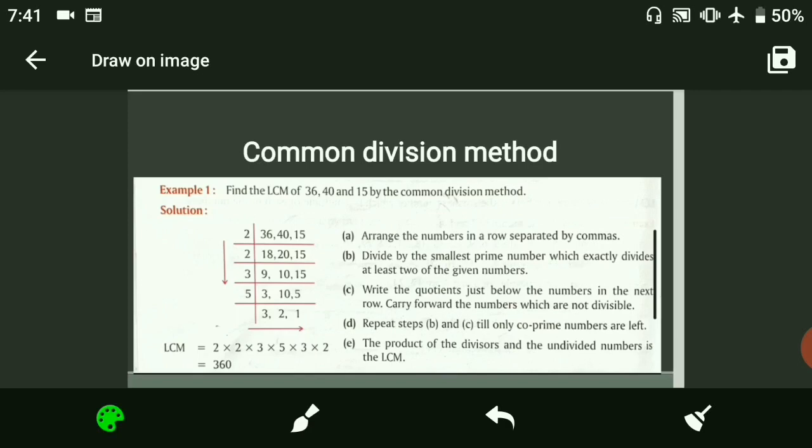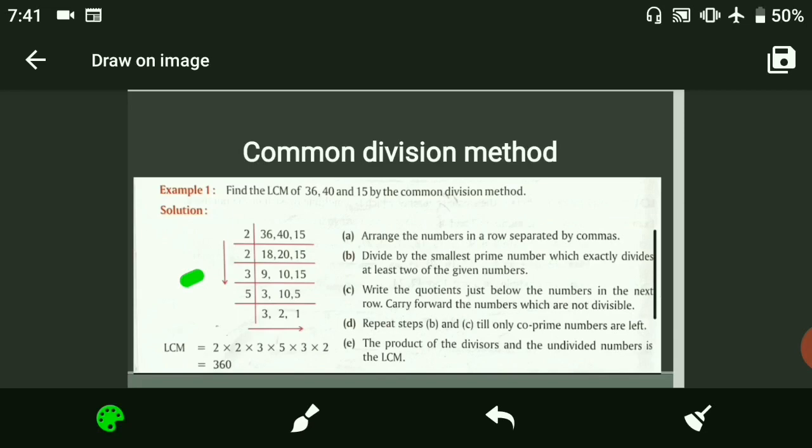Now tell me, from these 3 numbers, do all the numbers come in any one table? No. Can 2 numbers come? Yes. And now 9 and 15 come in which table? That is 3. So I have taken 3 on the side. Now in the 3 table 9 comes at 3s are. Does 10 come in the 3 table? No. 10 I have written as it is. Does 15 come in the 3 table? Yes, at 5s are. So I have written 5.